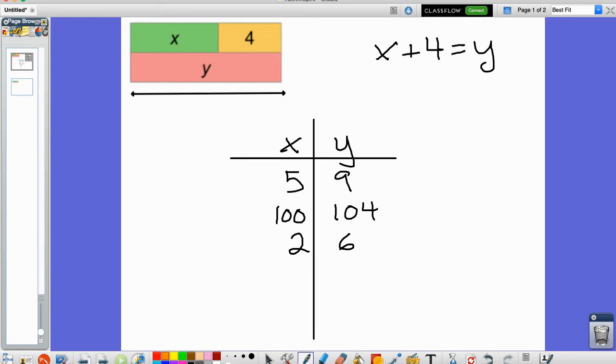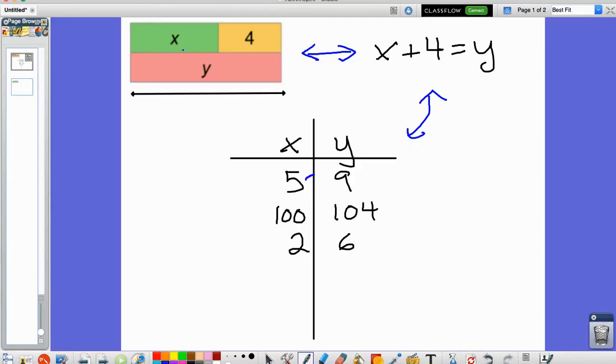Now, we've been talking about how this tape diagram is connected to this equation. But can we also connect this equation back to the table? Like, for example, is there really plus 4? Like, is it always adding 4 to x to get y? Is it always plus 4 to the x to make it equal to y? Let's see if the plus 4 is here also, in our table.